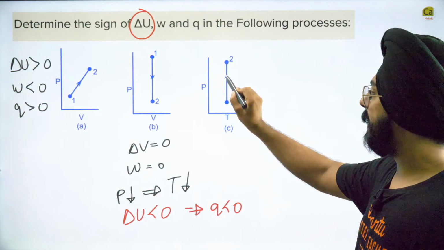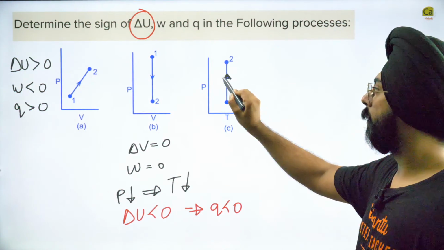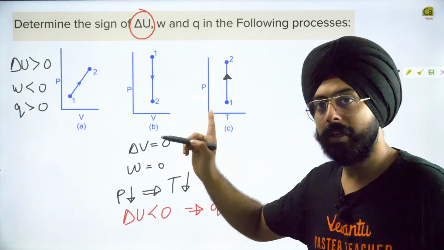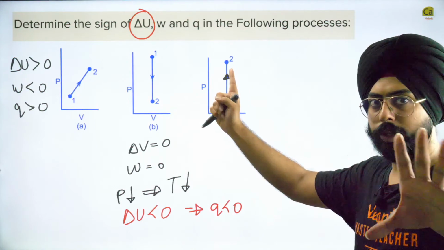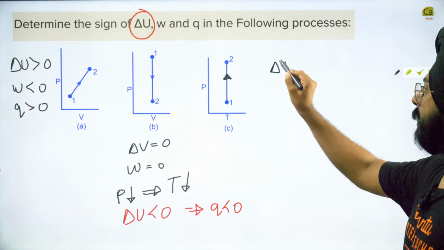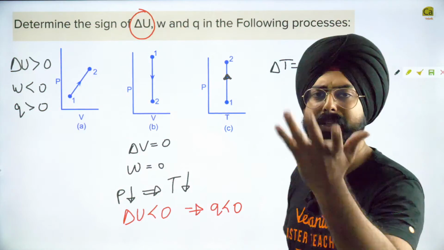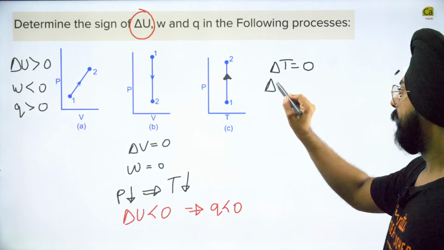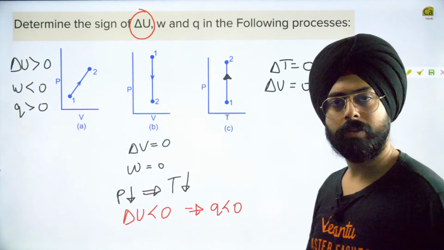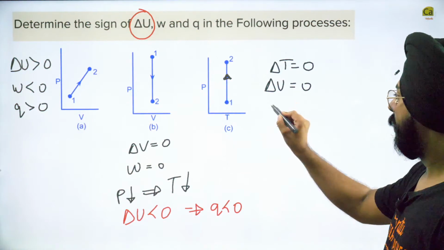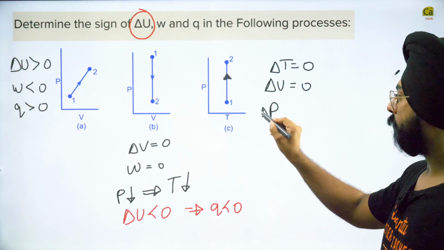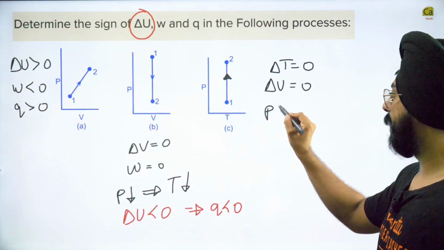You can see that the arrow is upwards. Temperature is not changing, straight line, so I can write over here delta T is equal to 0. Since temperature is not changing, I can simply say that change in internal energy is also 0.